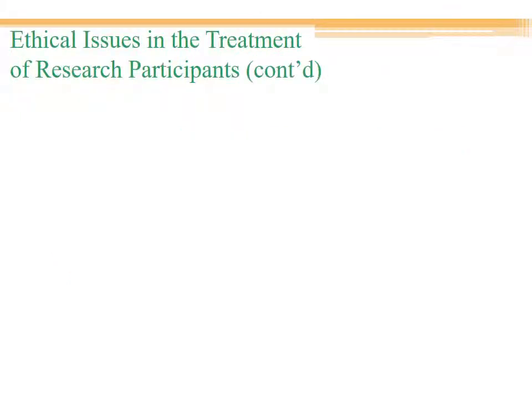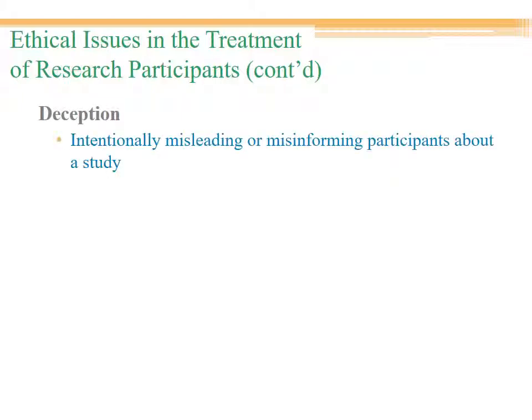A third issue is deception. So deception is intentionally misleading or misinforming participants about a study. So the usage is controversial. Deception is often necessary in experiments, such as the Milgram experiment on obedience in the textbook. In this case, the researchers needed to minimize reactive measurement effects, meaning that the participants being aware of being studied and so behaving in a way that they thought would be appropriate for the study.